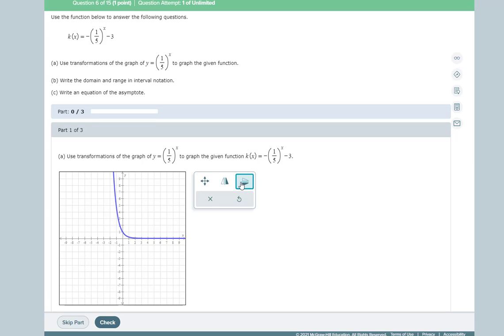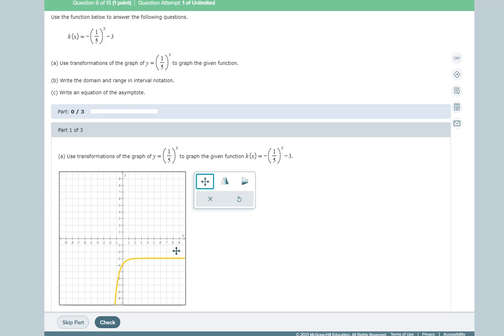So I'm going to reflect it so that we can see all of our outputs from this 1 over 5 to the x all change to negative. And then they're going to go down 3. So we're going to take this, and we're at 0, negative 1 right now, so we're going to go down to 0, negative 4.